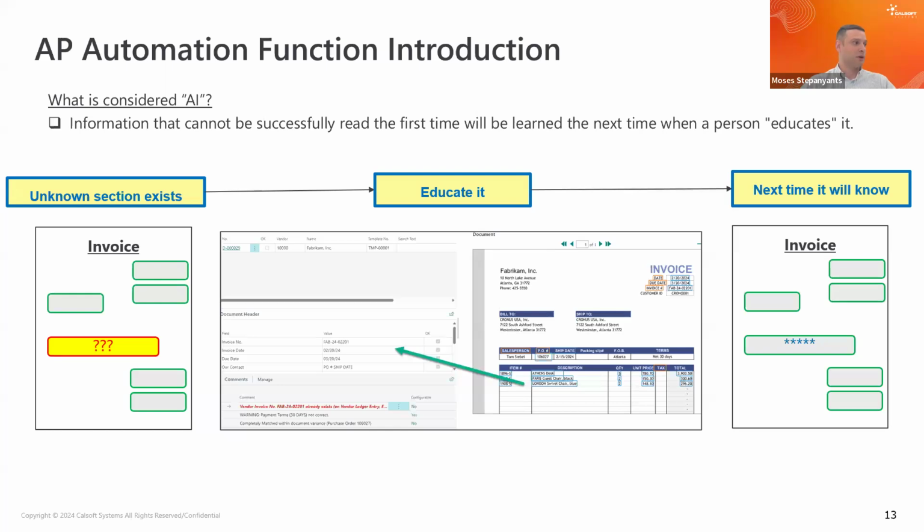So as you can see on the diagram, it shows the unknown sections. Then once you educate it, you say this is where the item information is, and this is where I need it to go. I know it's a little small here, but we'll be able to have a better visualization during the demo. So then lastly, the system will know where to pick it up from.